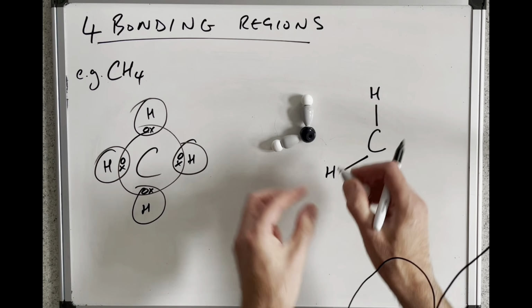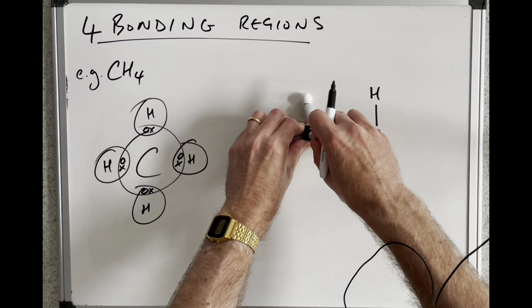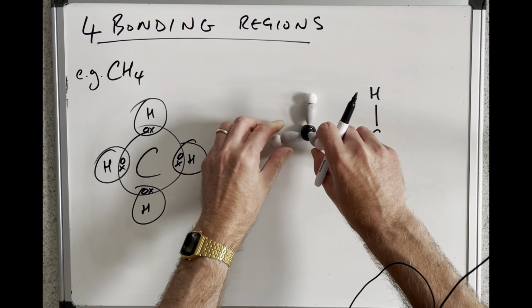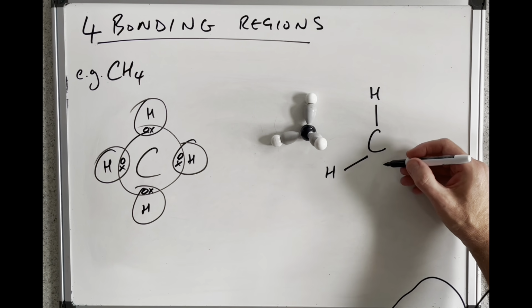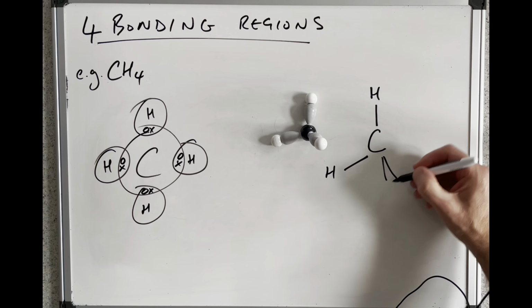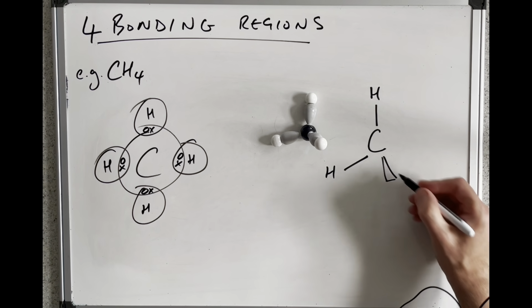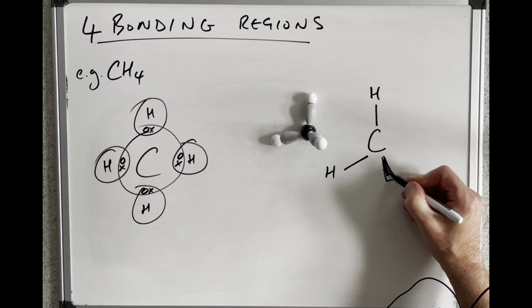Okay, so now let's put this 3rd bond on, and you can see that it's sticking out of the plane. So how do we show that in a diagram like this? Well, we draw a wedge. So you can either leave it unshaded like that, or you can shade it in, it's up to you.